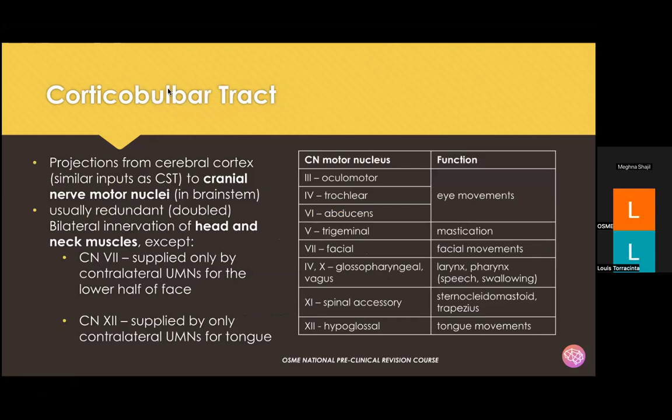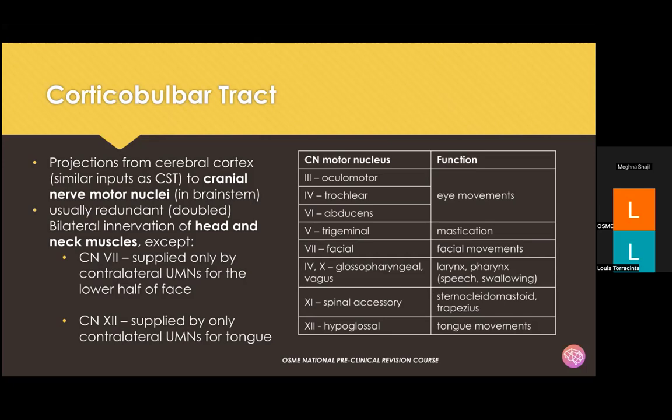Corticobulbar tract, as I mentioned, bulbar usually meaning face. So projections from the cerebral cortex to the cranial nerve motor nuclei, so in the brainstem. The cranial nerves are the lower motor neurons, and the corticobulbar tracts are the upper motor neurons. These are usually redundant. That is to say that innervation of one side will come from both sides of the brain. So you have bilateral innervation of the head and neck muscles, except for cranial nerve 7, which is supplied only by the contralateral upper motor neurons for the lower half of the face. So the upper half of the face is bilateral, but for the lower half of the face, you only get one side innervated. And cranial nerve 12, which is supplied only by the contralateral upper motor neurons for the tongue.